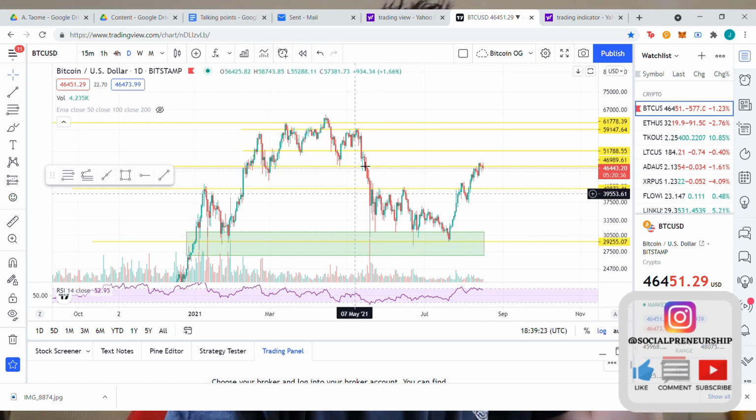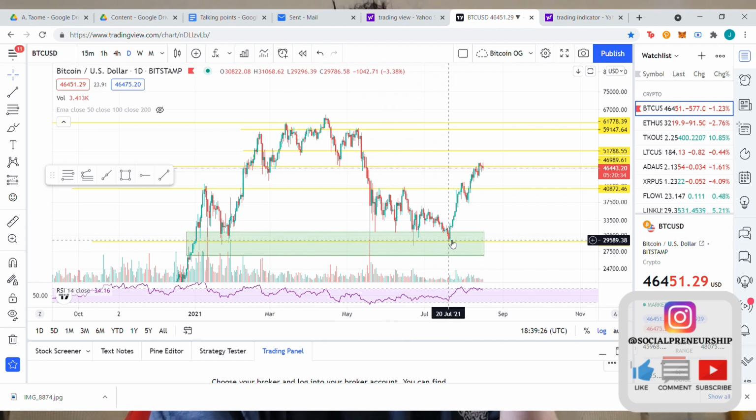So if we see Bitcoin price come all the way down to here, we need to keep our eyes open. Of course, we're not using one confirmation, so this isn't going to tell us exactly when to hop in, but it's going to tell us when the market could either turn around or run.